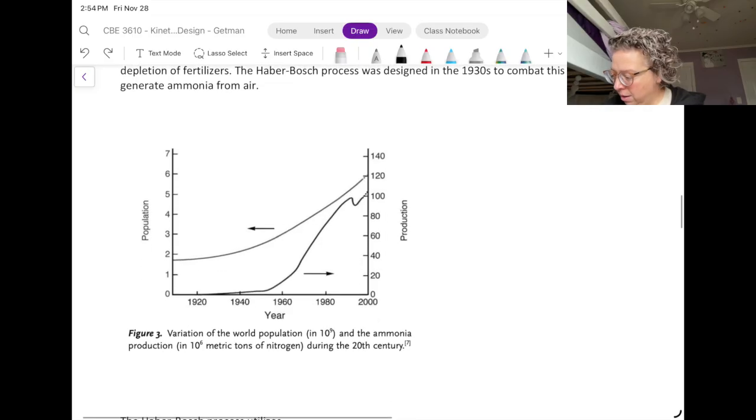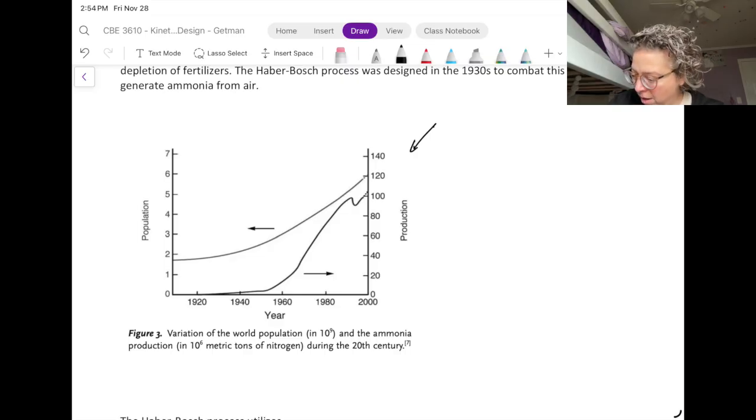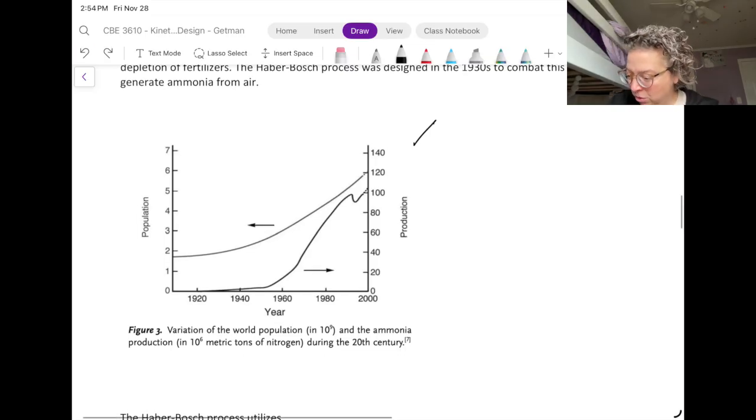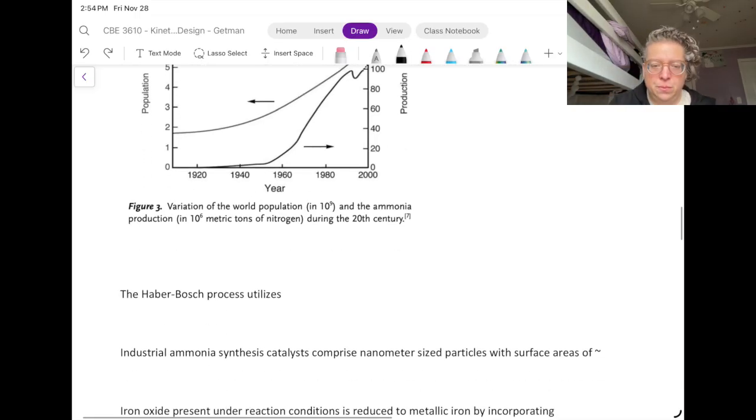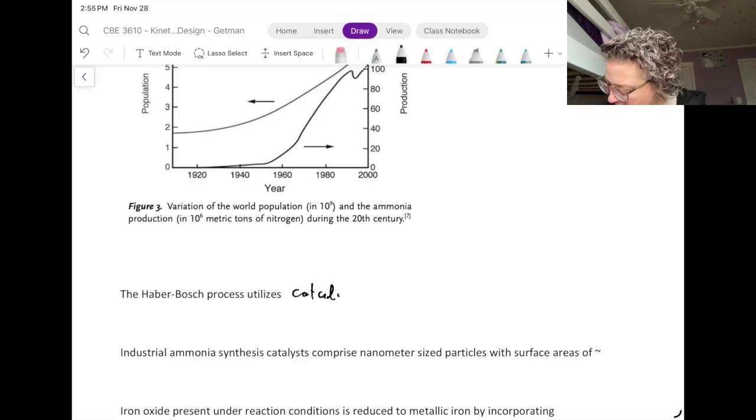So this right here is a diagram showing the relationship between the changing population and the amount of global ammonia production. So the ammonia that's being produced is being used for food. So the more ammonia we have, the more food we can grow, and that's related to the overall population growth. What the Haber-Bosch process does, it uses a catalyst comprised of iron.